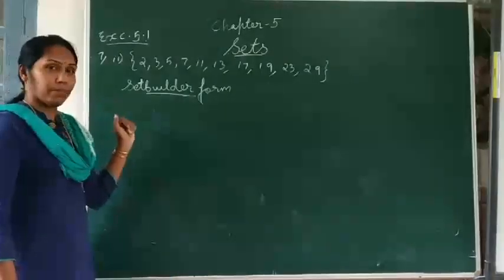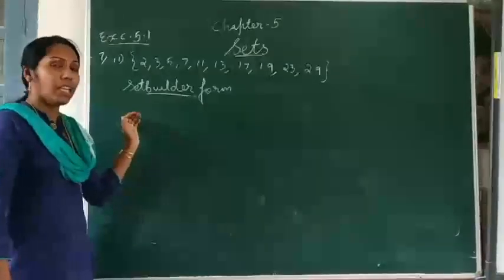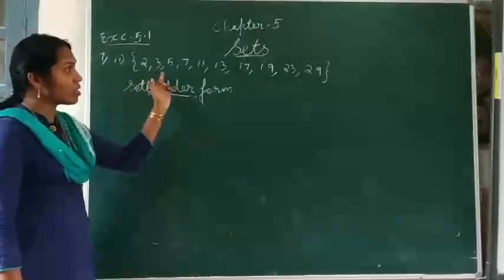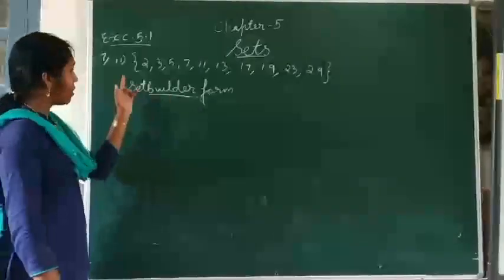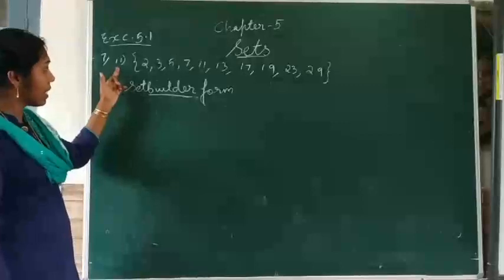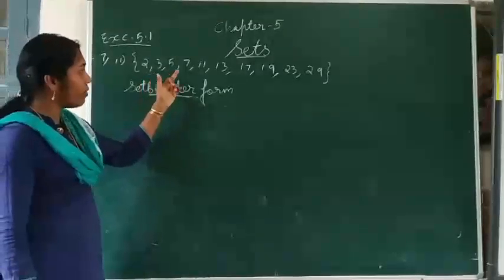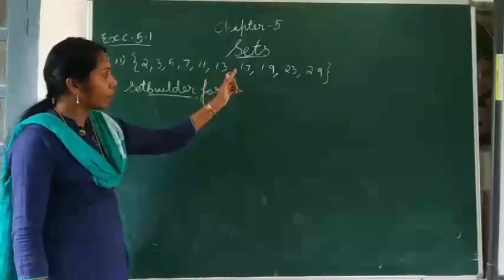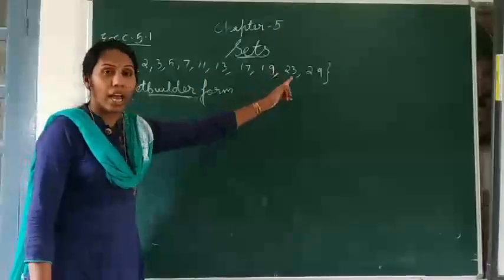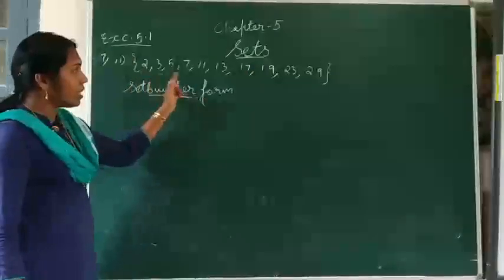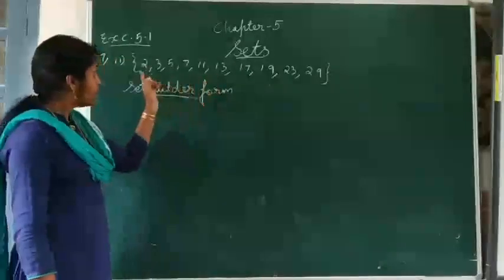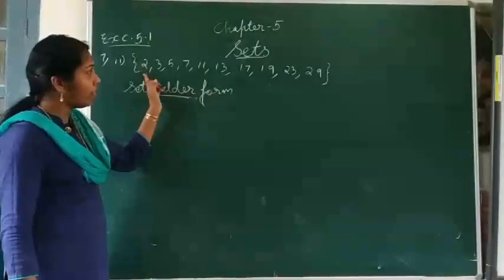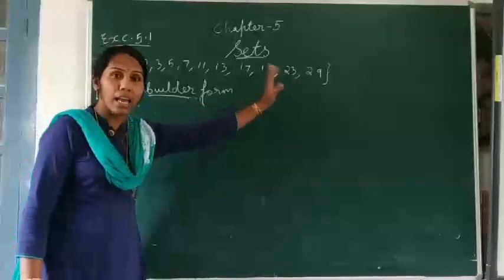Number 7. Write the following sets in the set builder form. Here the roster forms of the sets are given. We have to make them into set builder form. Here we do question number 7, second: 2, 3, 5, 7, 11, 13, 17, 19, 23 and 29. Seeing these numbers, we can understand that these are prime numbers. 2 is the smallest prime number and these are prime numbers which are less than 30.